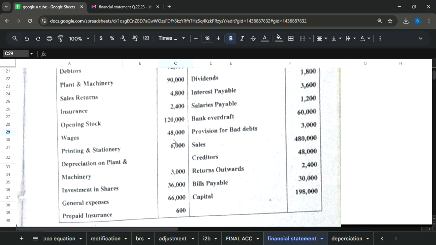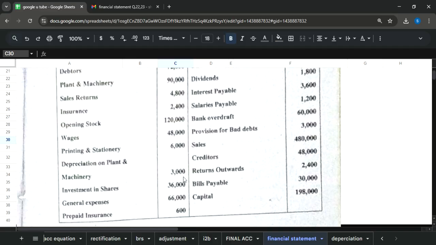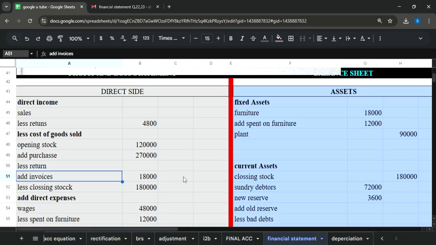Alright, next is depreciation on plant and machinery, that is 3,000, but please remember it is present in the trial balance. So that is why it would have only a single effect. We will go to operating expenses, depreciation on plant, and you will be writing depreciation 3,000 just once. You are not going to subtract from the asset side, a single effect in operating expenses.